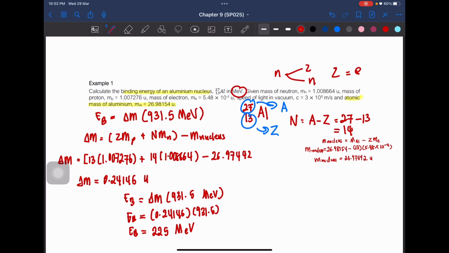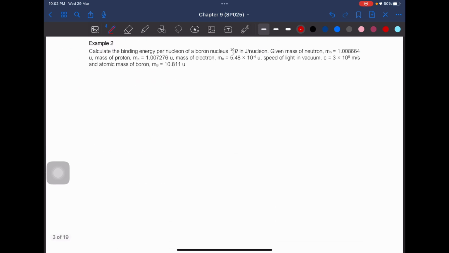Right, so that is on example 1. Let's look at example 2. Now we have to calculate the binding energy per nucleon of a boron nucleus. Okay, in joule per nucleon. Okay, basically dia mau the binding energy in joule lah. Okay, so kalau in joule, later baru buat. Kita cari dulu dia punya mass defect.